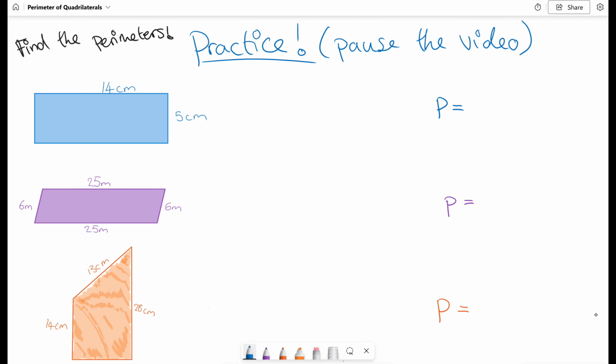So here's some examples for you to try. Feel free to write down the name of each of these quadrilaterals below and find the perimeters of them. Pause the video and then resume the video when you're ready for the answers.